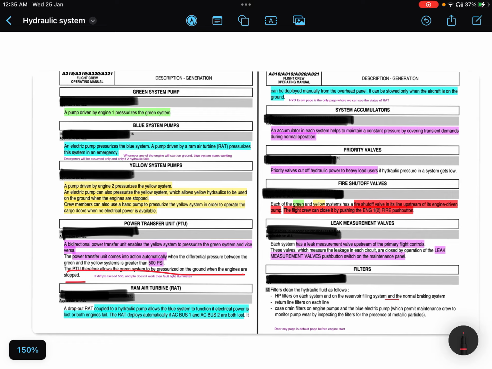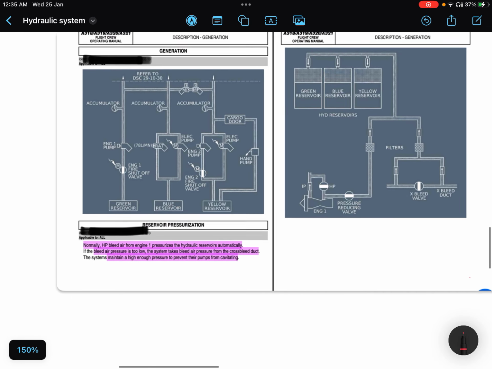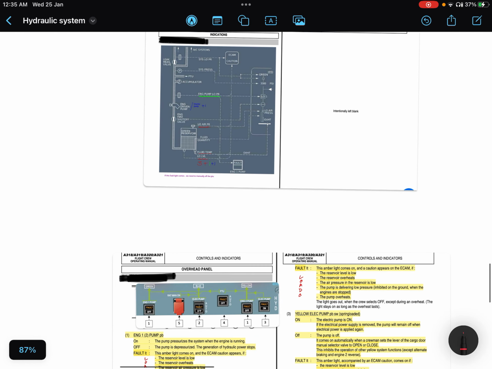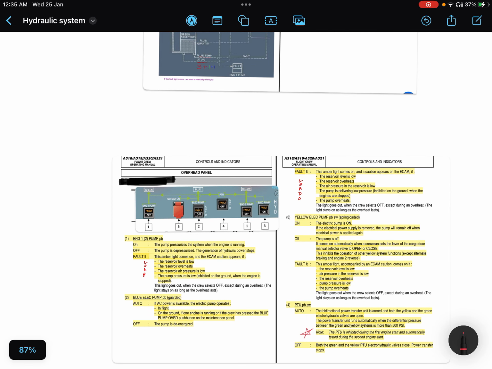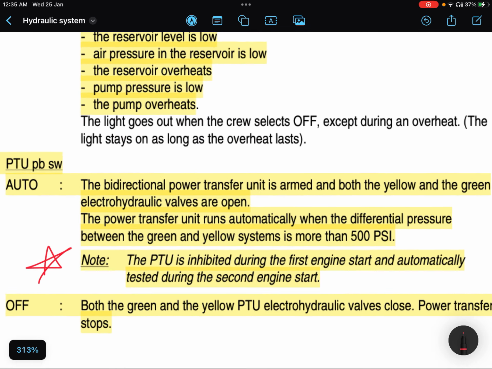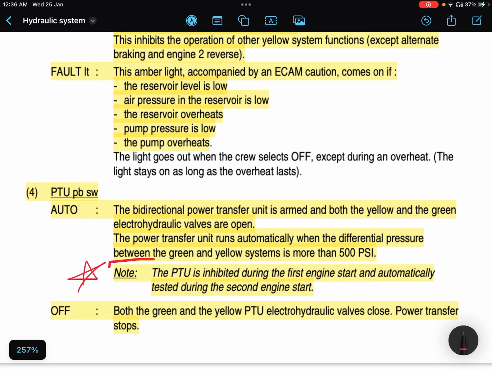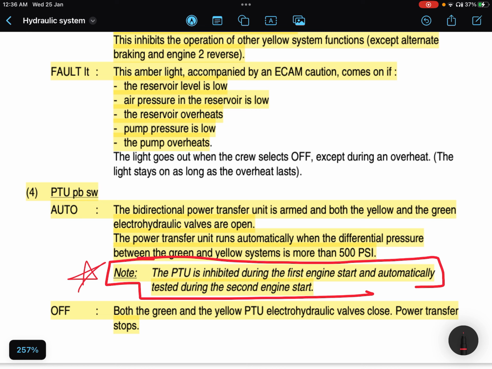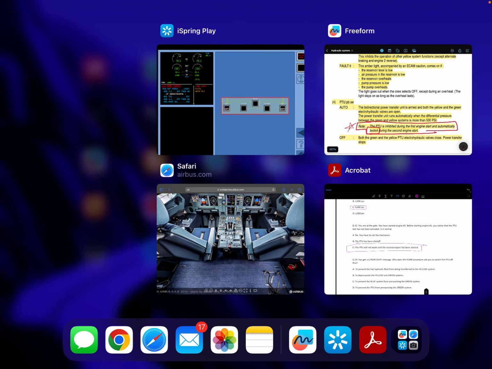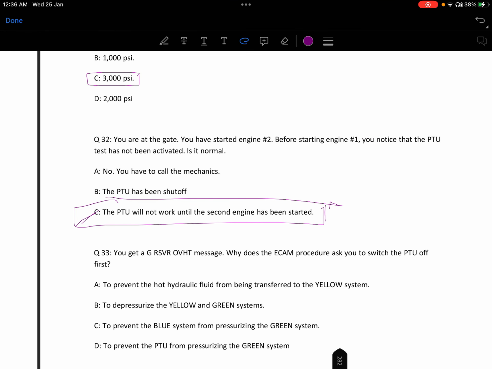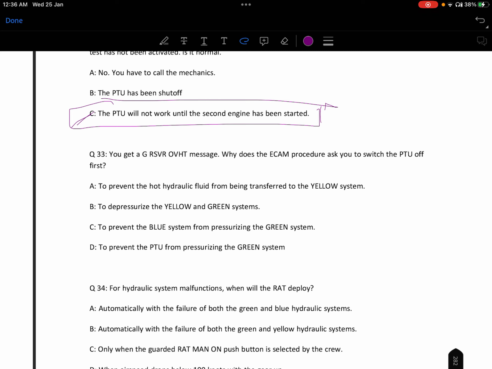You are talking about PTU, inhibition of PTU. So here it is. The PTU will allow the green system to be pressurized on the ground when the engines are stopped. Where it is, the bidirectional. Where it is, just a second. PTU, here it is, sorry guys for the delay. I marked it star also.